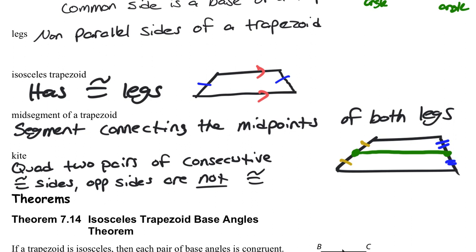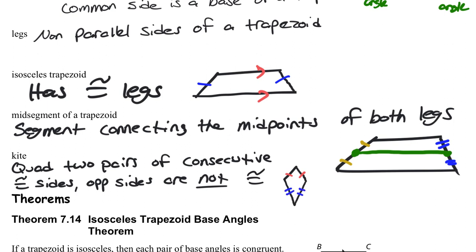So some abbreviations and symbols there. Let me draw a picture of a kite here. So here's my kite. These two sides here are going to be congruent. Then I'm going to connect these two. Oops, I don't want to use that color. Let's use this one. These two sides are now congruent.